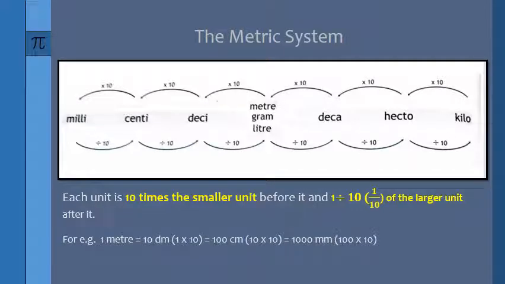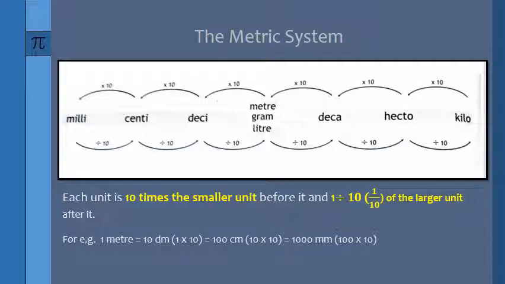For example, 1 meter. Can you see 1 meter in the strip? Yes. 1 meter is equal to 10 decimeter, right? DM is the short form of decimeter. And children, you can see that decimeter is written before meter, right? Because it is the smaller unit than meter.